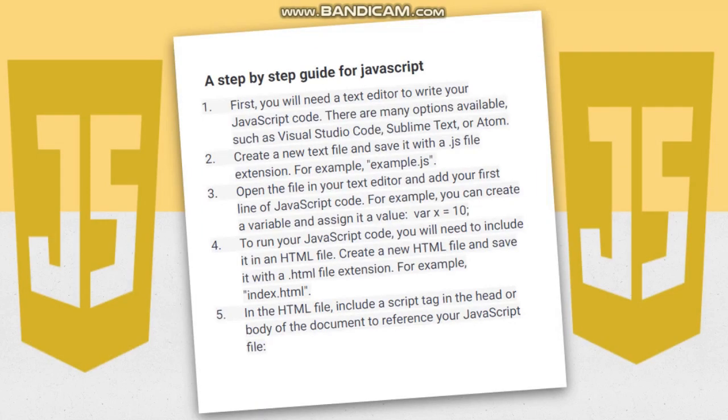Guide for JavaScript. 1. First, you will need a text editor to write your JavaScript code. There are many options available, such as Visual Studio Code, Sublime Text, or Atom. 2. Create a new text file and save it with a JS file extension.